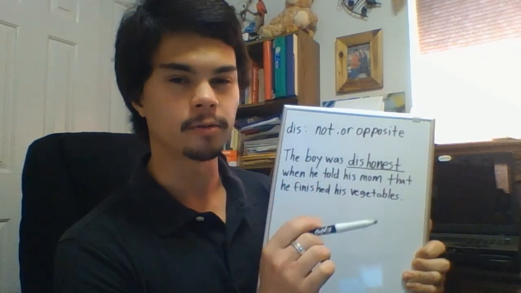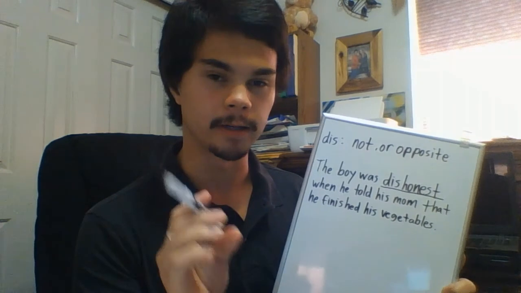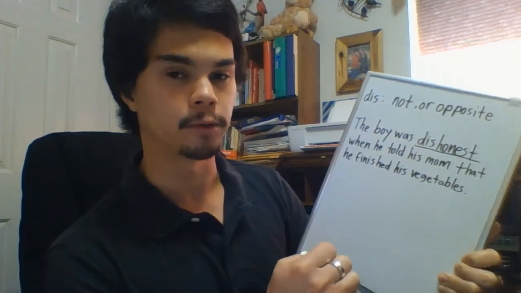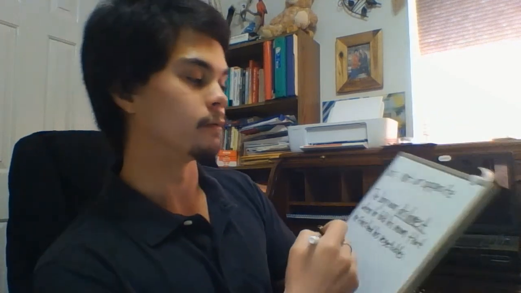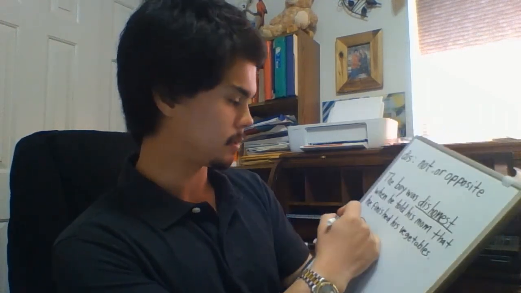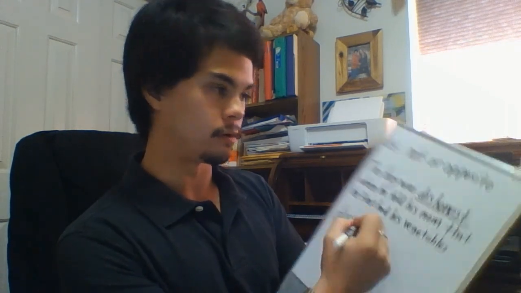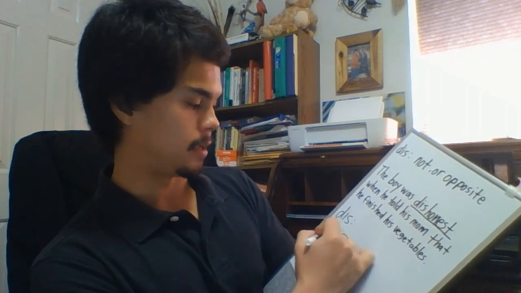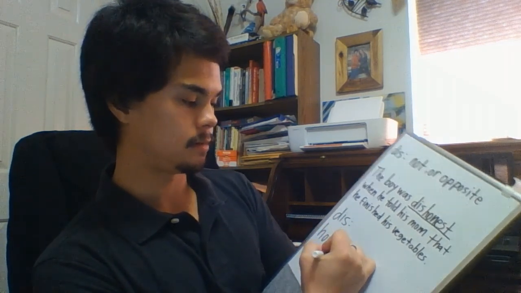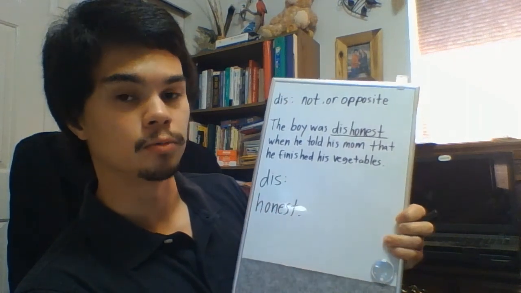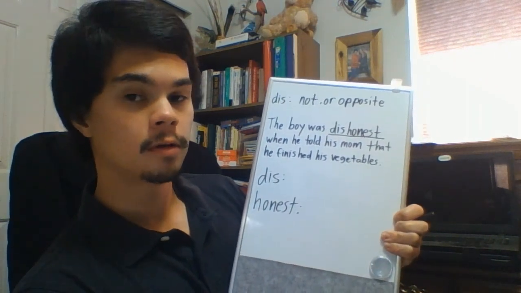So now you probably know what dishonest means already, but let's break it down so I can show you how to figure out what other words mean that have prefixes that you might not know for sure. So let's take the first part, dis. And again, we already know that that means not or opposite. Now let's take honest, the second part of that. We know that honest means to tell the truth.